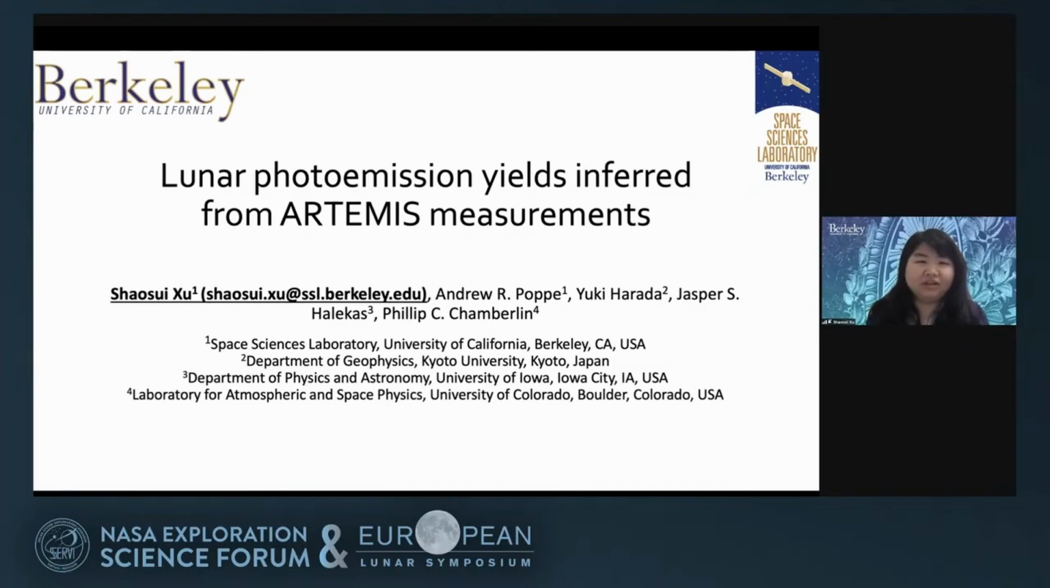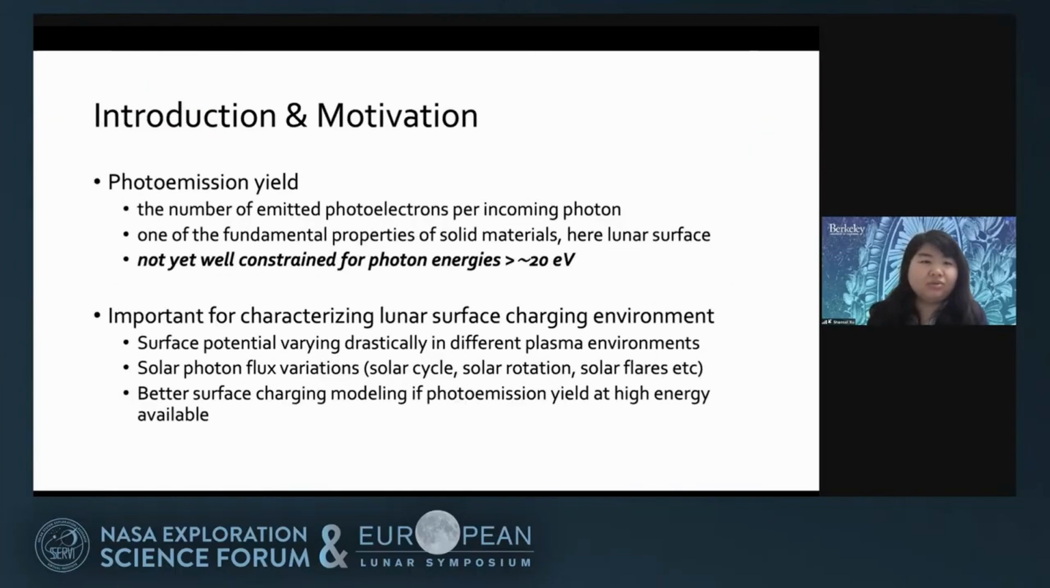Yeah. Good. So today I'm going to talk about the lunar photoelectron yield inferred from ARTEMIS measurements. And this is me and my lovely co-authors. So just a brief introduction and also motivation. What is photoelectron yield? This is the number of emitted photoelectrons per incoming photon. So this is one of the fundamental properties of solid materials. Here, of course, it is the lunar surface. And this quantity is not well constrained for photon energies above roughly 20 eV.